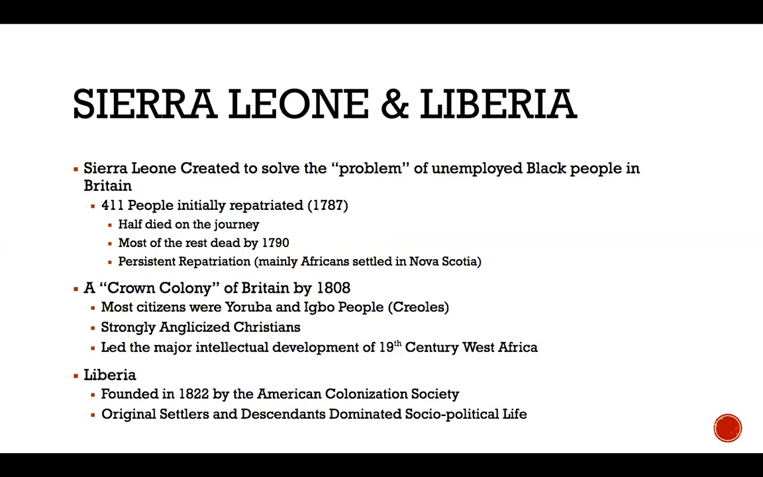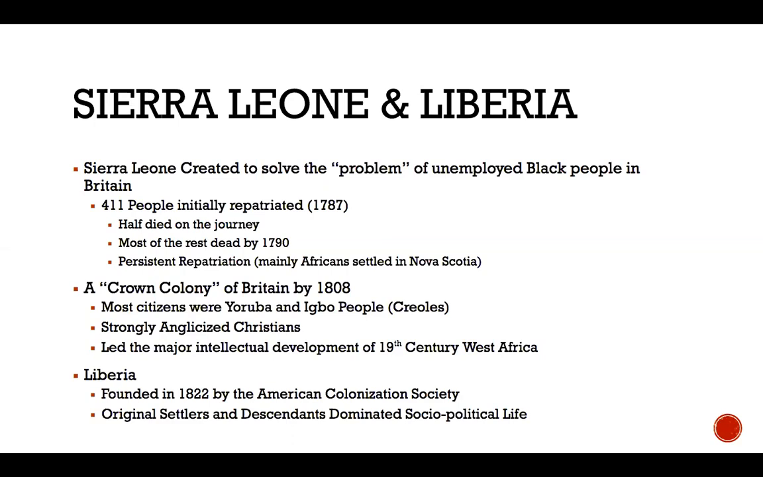So they started this call, joined by the British abolitionist movement led by Olaudah Equiano and others, to see if they could repatriate to Africa and set up a new independent nation based on the values of Christianity and civilization. So it was a pseudo-civilizing mission itself. So the British government was like, okay, and they sent 411 people in 1787 to repatriate in Sierra Leone.